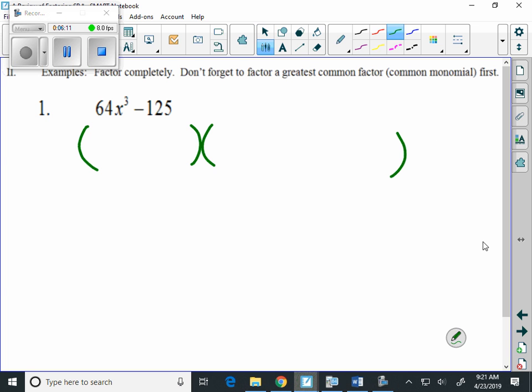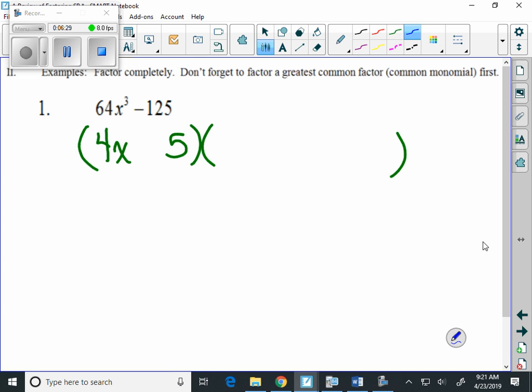Cube root of 64 is 4. Cube root of x cubed is x. Cube root of 125 is 5. And now let's use SOAP to put the signs in.